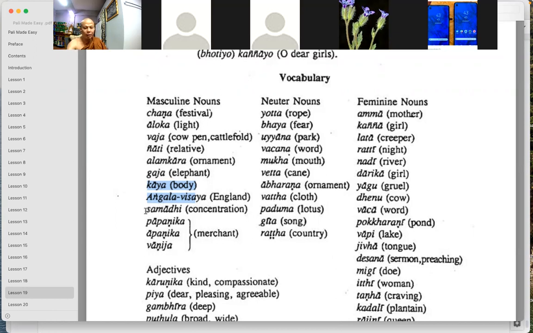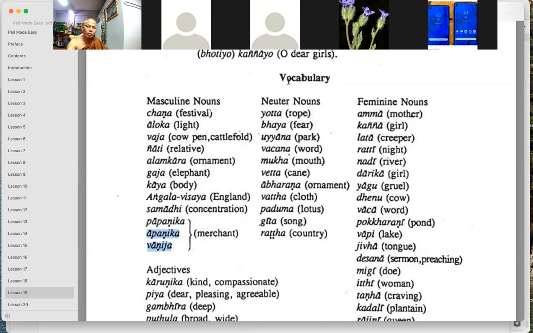And then samadhi is concentration. We know that. And the apanika, vanija, merchant. Apanika, vanija, merchant. So three words. Okay, these are masculine.